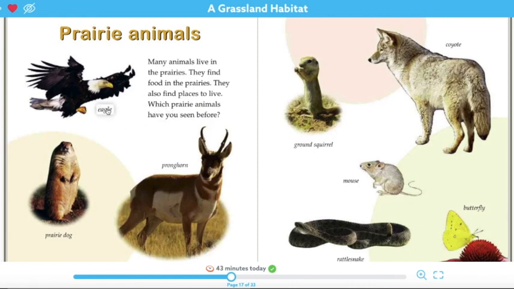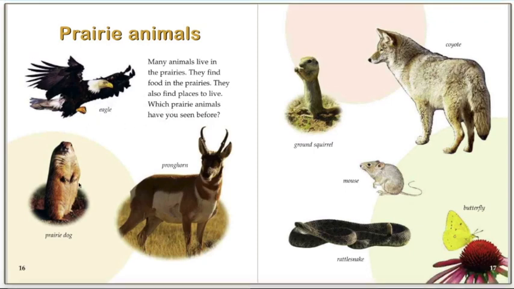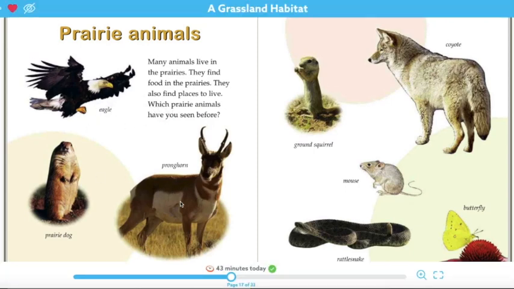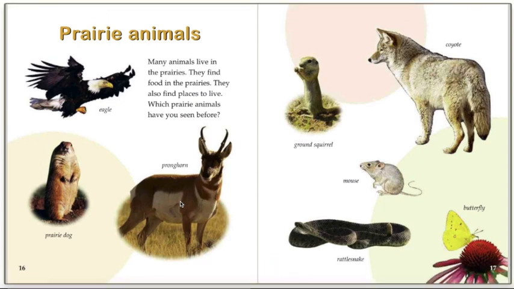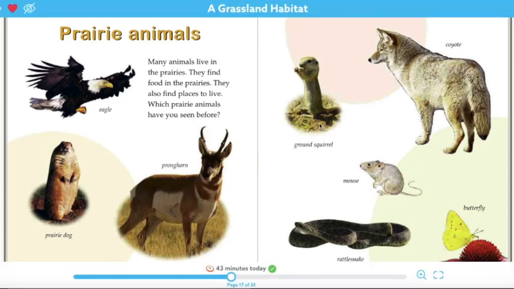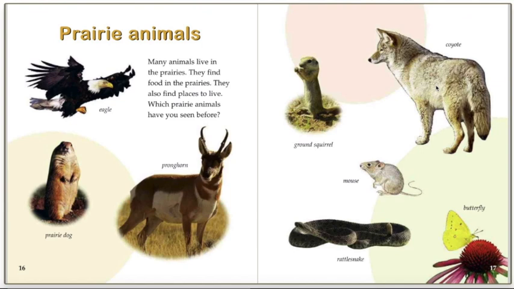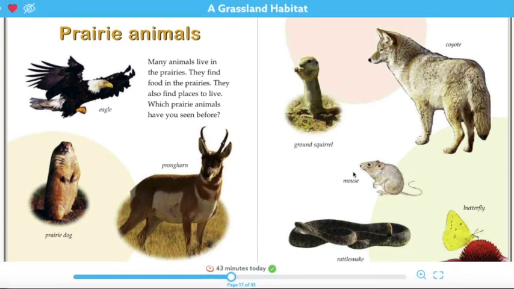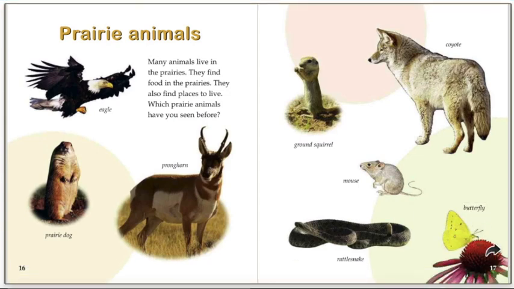So over on this side we have the label, and it says that this is an eagle, a prairie dog, a pronghorn. I've never seen a pronghorn. Ground squirrel, coyote, mouse. I'm sure you might have seen a mouse before. A rattlesnake, and a butterfly. I know we've all seen a butterfly before.